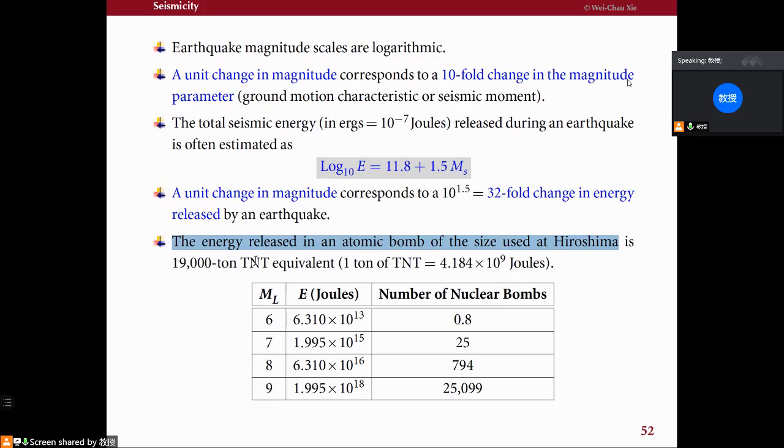And so you can see for a magnitude 6 earthquake, it's equivalent to 0.8 nuclear bombs. 7, 25 nuclear bombs. 8, 794 nuclear bombs. And 9, 25,000 nuclear bombs. Okay, so I will stop here for today, and we will continue next week.